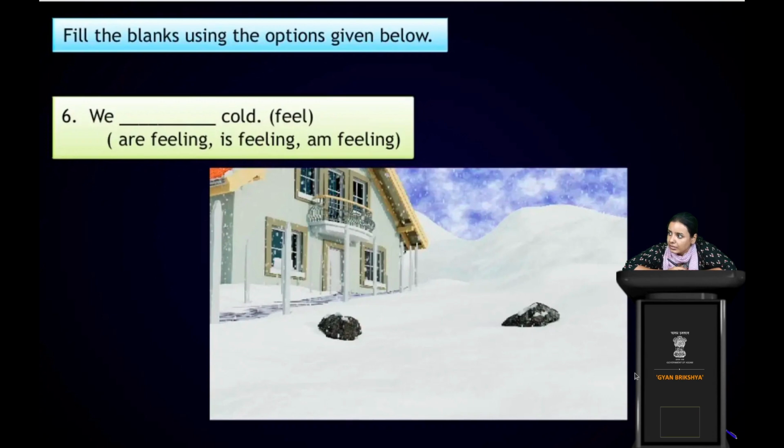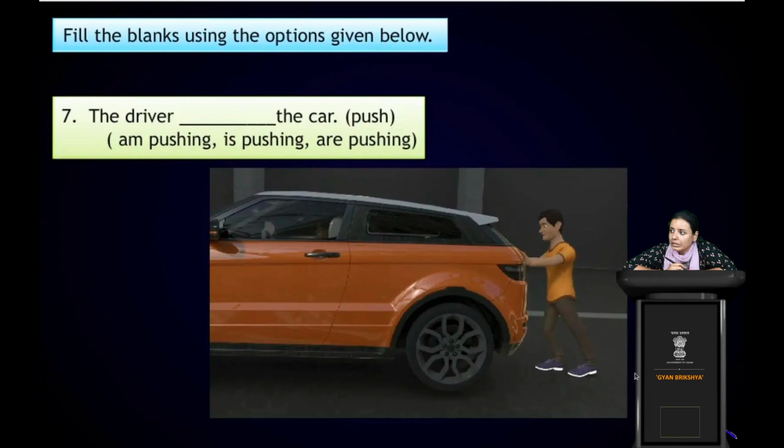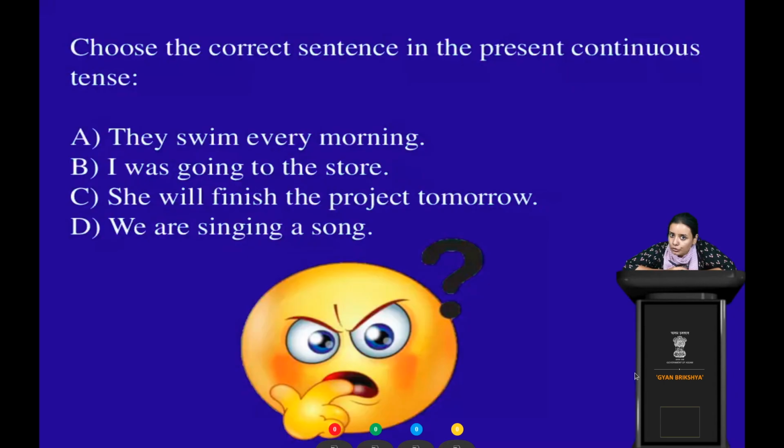Now see, the driver dash the car, in bracket push, push is the verb here: am pushing, is pushing, are pushing. What would be the answer, students? The driver indicates only one person, it's not drivers, it's only one driver. So the driver is pushing, because he is only one and a singular person, so we have to use the singular present be verb, is, and then push is the verb, and we have to use ing with push, so pushing.